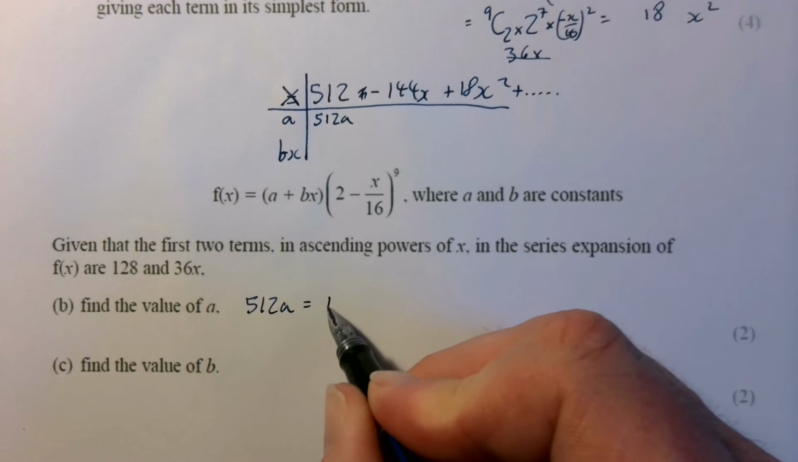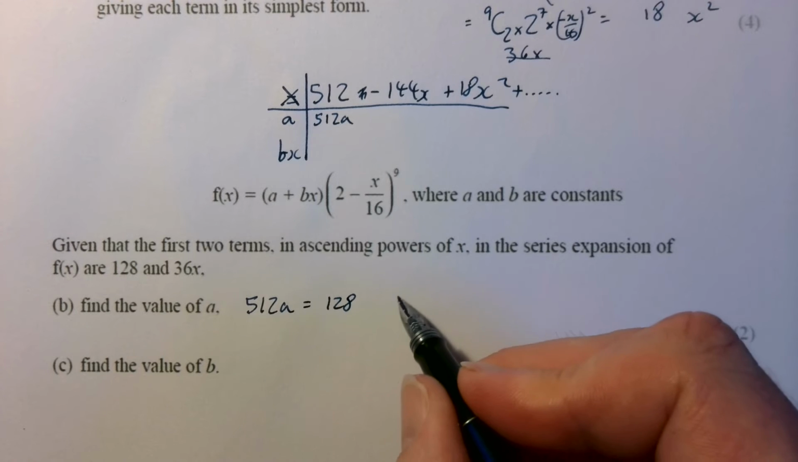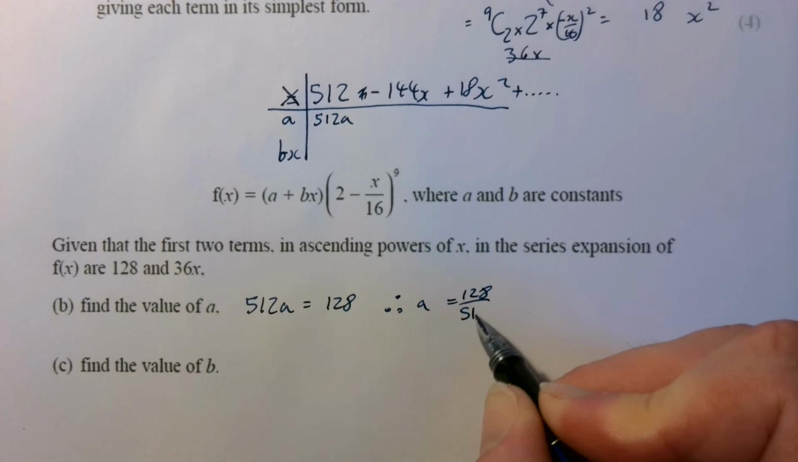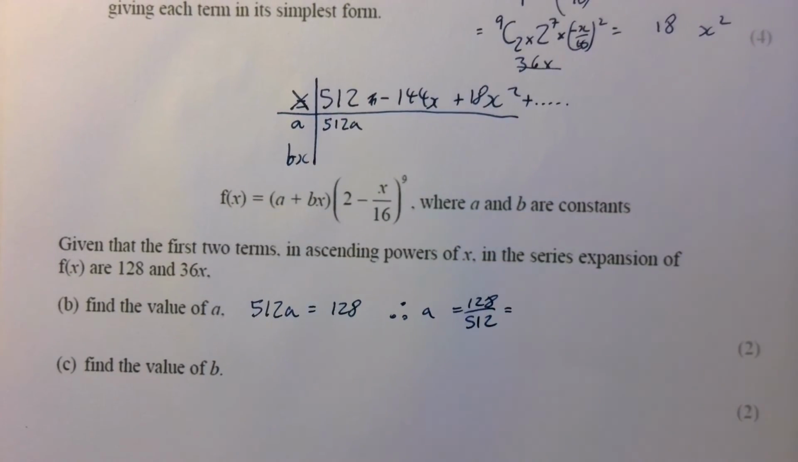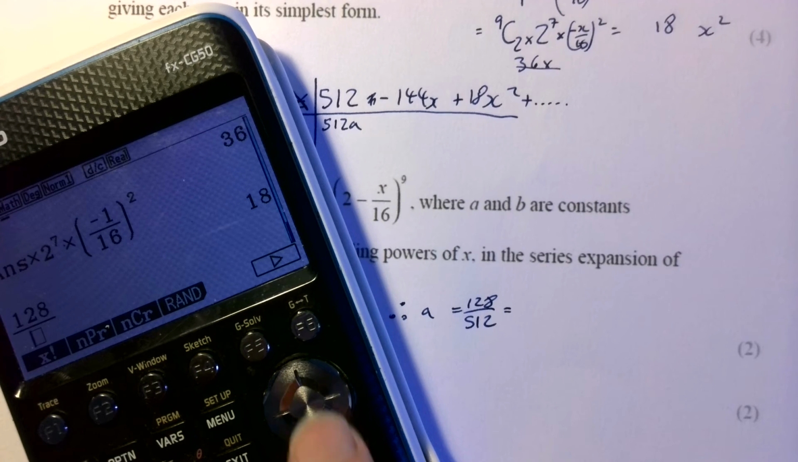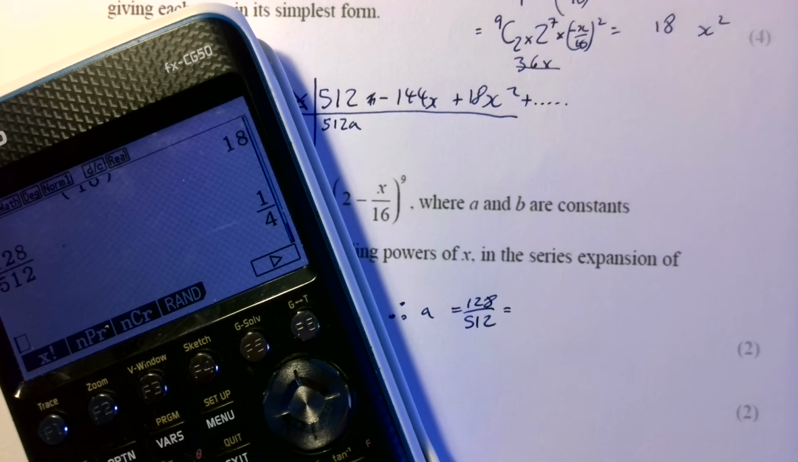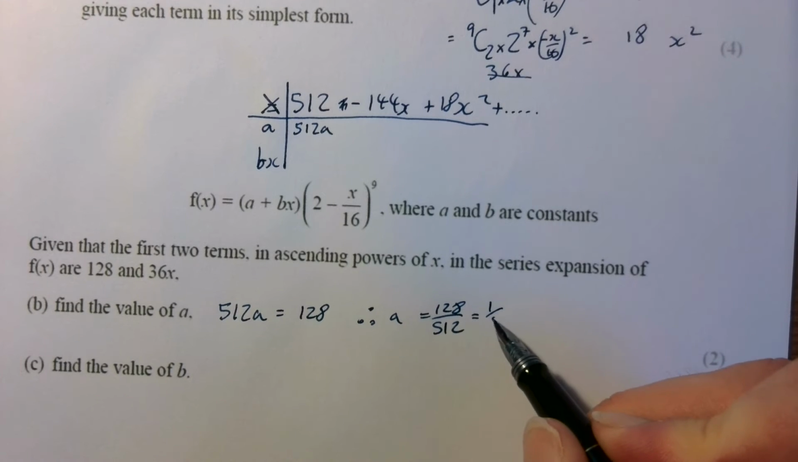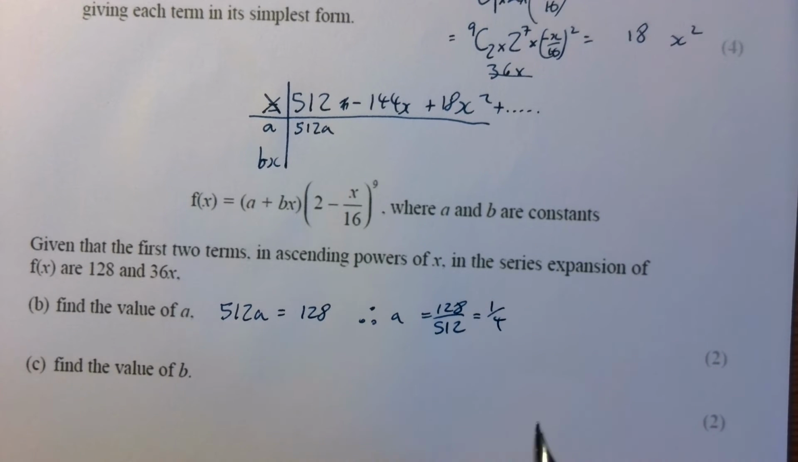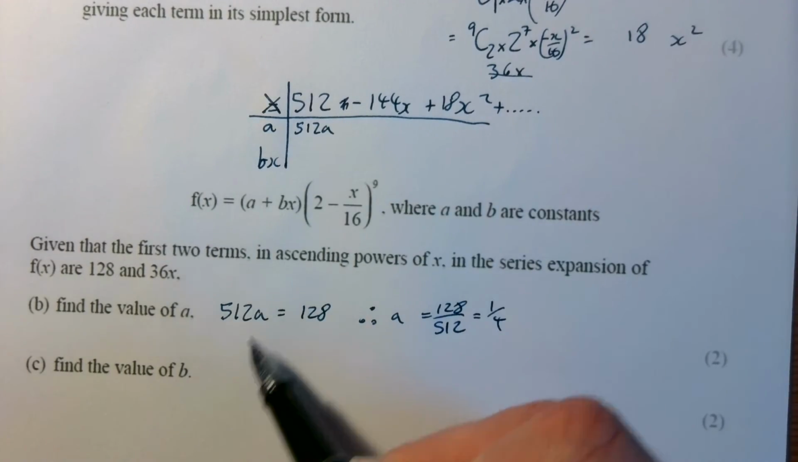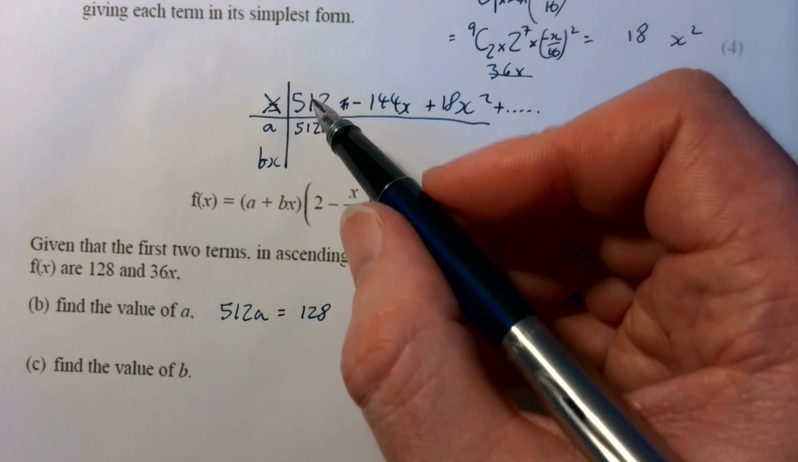512a is going to equal 128, therefore a will be 128 over 512, and I think that's a quarter, but let's not try and be too clever, and it is a quarter. So now that we know that, well, that's a nice thing to know, and we can put that in a moment, but just before we do, we now need to know how many normal x's we've got.